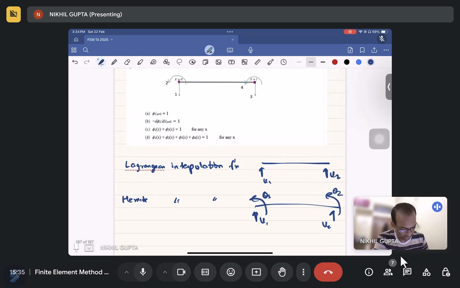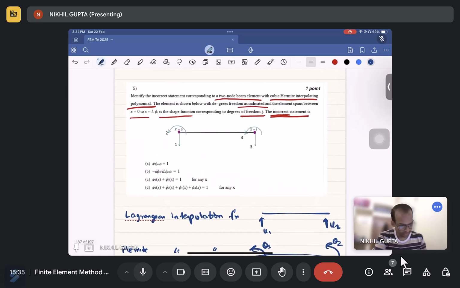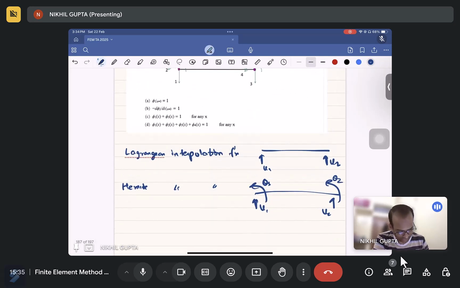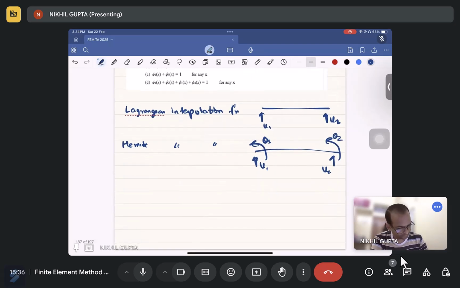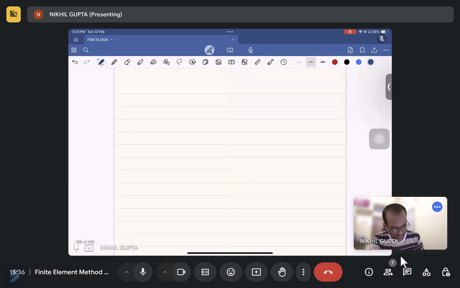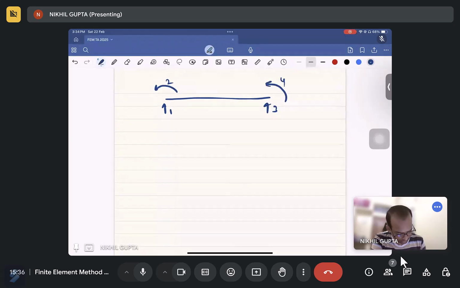Now let's get back to the question. What is it asking? It is asking for the incorrect statement. What they have defined is n1, n2 in terms of I. So let's see how it behaves. This is the beam, this is 1, this is 2, this is 3, this is 4. Now I have to plot n1 on this. Can anyone tell me what the graph of n1 will look like? How will n1 behave?